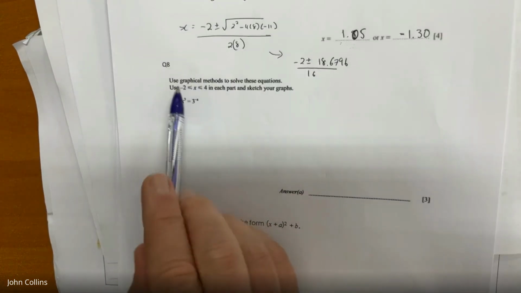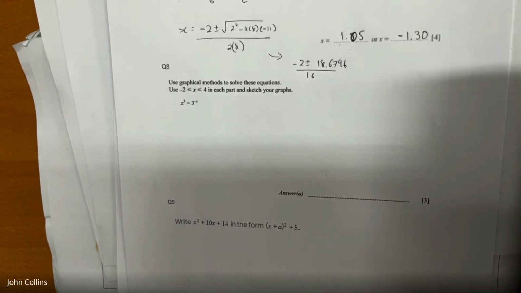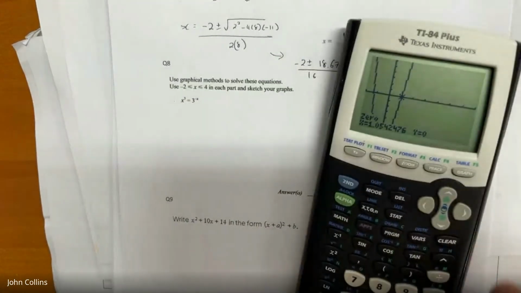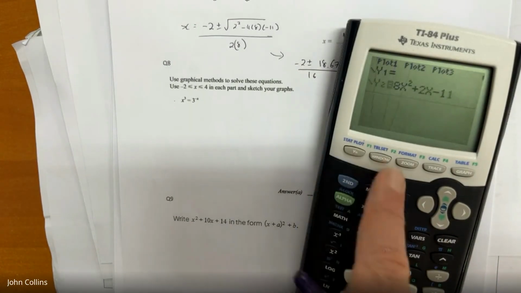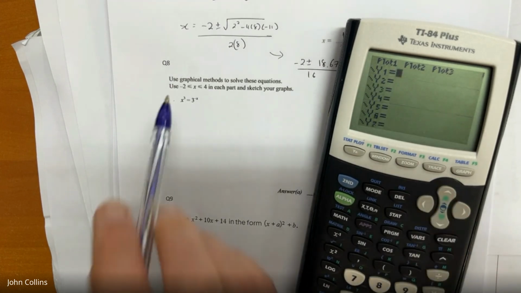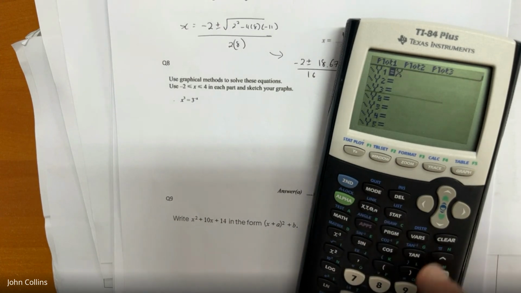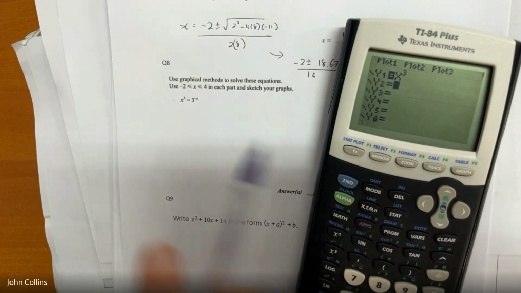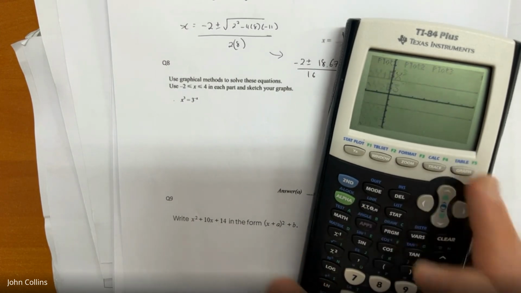Next one, use graphical methods to solve this. Was this a problem or is this okay? Okay, so let's have a look. I'm going to use my graphing calculator again. Use graphical methods to solve it. So I'm just going to graph x cubed. I'm going to graph 3 to the negative x. And we see where they equal each other.